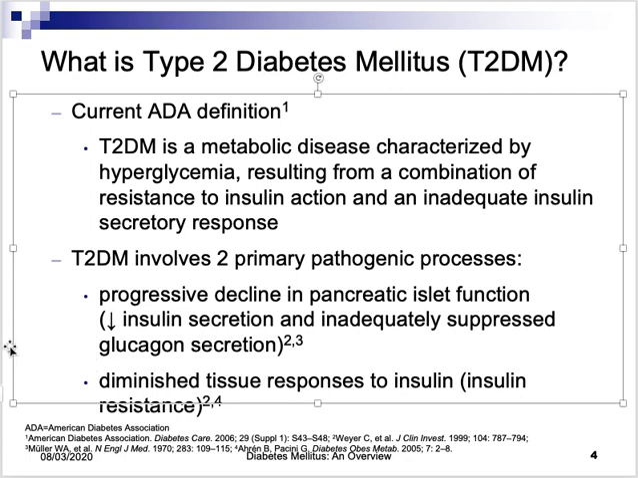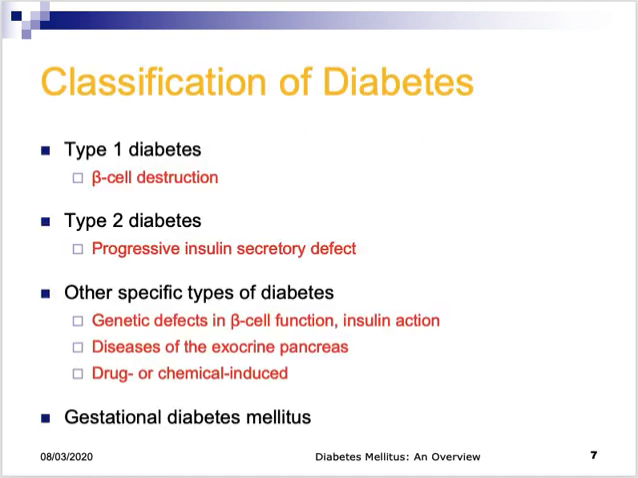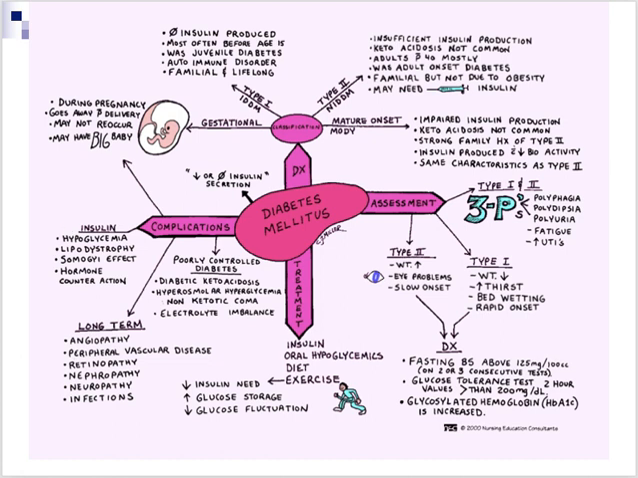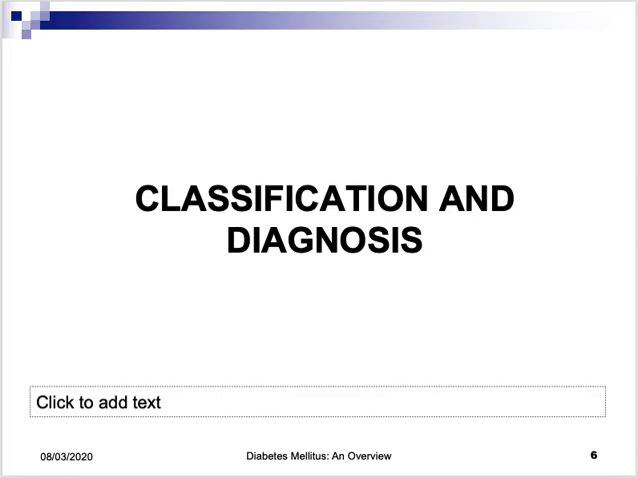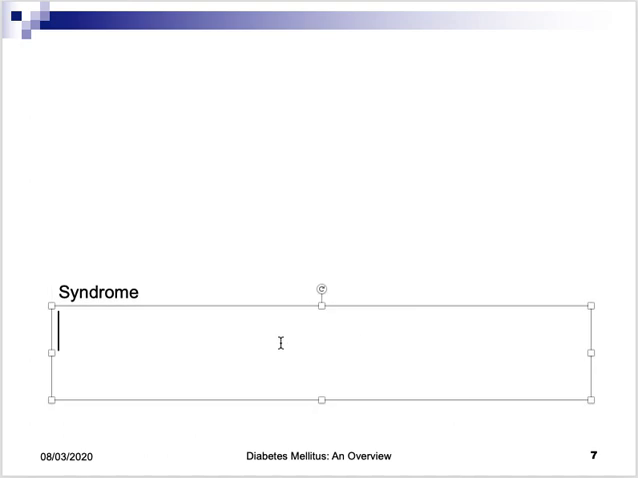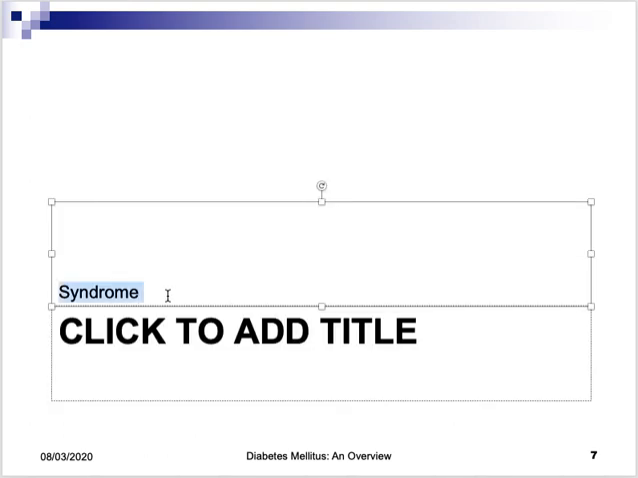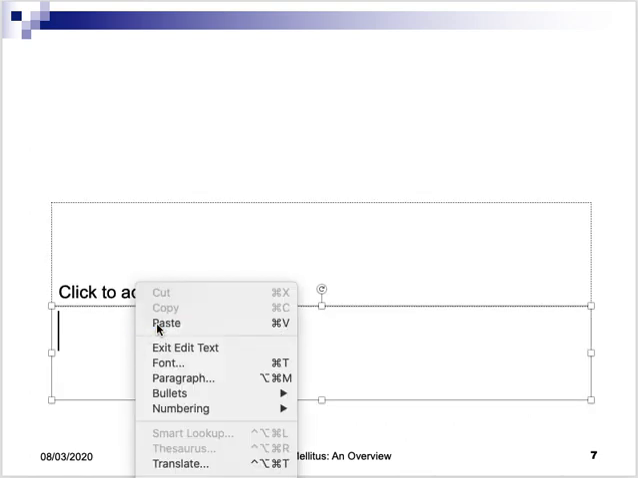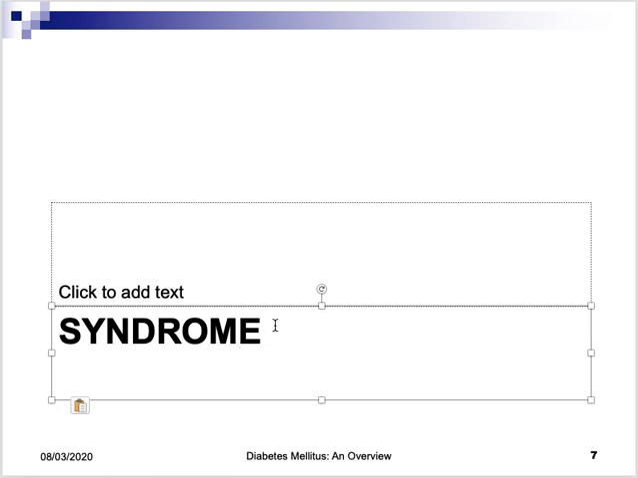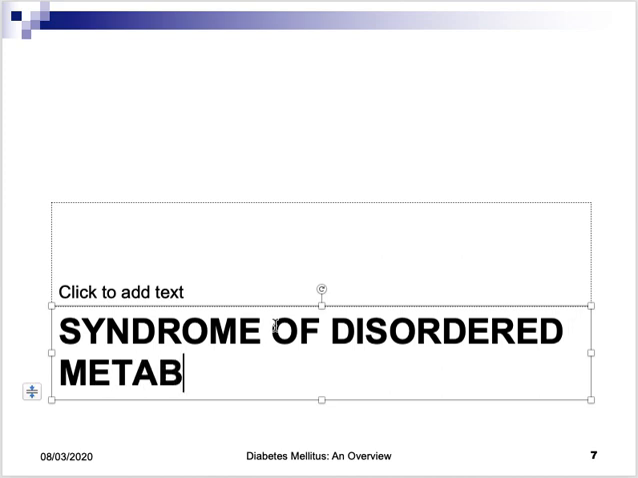Anyhow, the definition of diabetes can be remembered this way. If I have to define diabetes mellitus, I will define it this way: it's a syndrome of disordered metabolism and hyperglycemia.